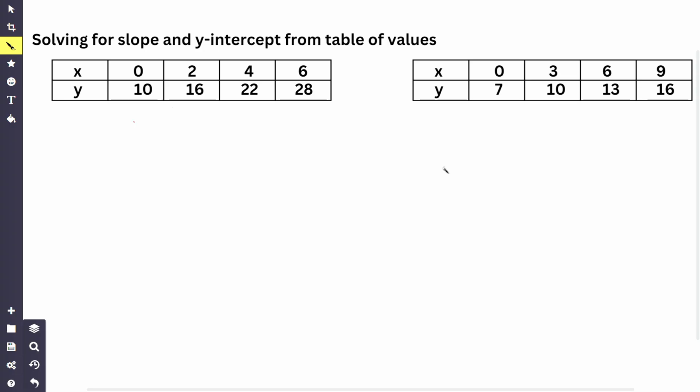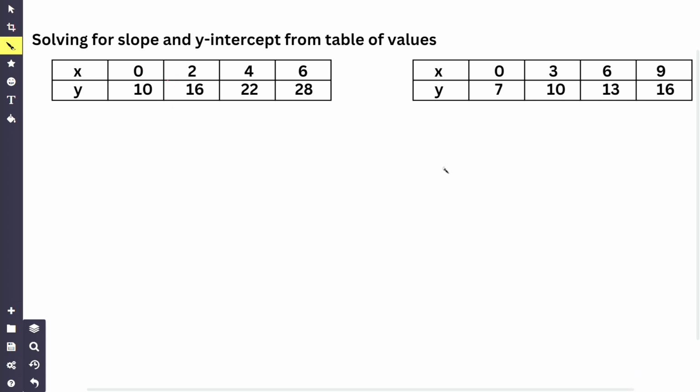So in this video, we will be trying to determine how do we solve our slope and then y-intercept from a given table of values. Okay, in this video, we'll be having two sets of table of values. So let's start first on the left side. So we have here x and y, we have 0, 2, 4, 6, and so on and so forth here.